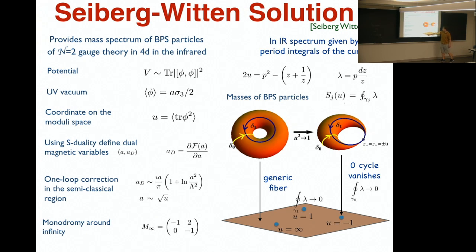There are three points. One of them we just discussed: U equals infinity corresponds to the classical regime, and then there are two quantum non-perturbative points. There's U equals 1 and U equals minus 1, the so-called monopole and dyon points. At those points, the torus A cycle or B cycle, or some linear combination, like the sum of the A and B cycles, degenerates, and so the corresponding period integral vanishes. According to Seiberg-Witten, masses of the BPS particles are given by period integrals of some holomorphic one-form. Okay, and so basically that is the answer. If you want to know the mass of the BPS particle for the given charge, you just select a certain cycle in the homology basis, and then you integrate.